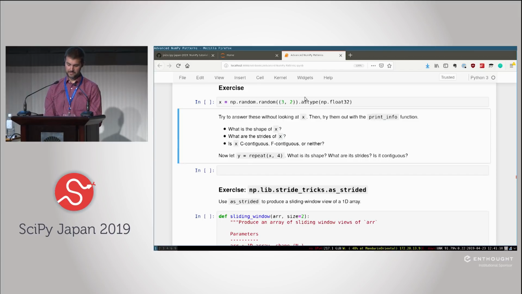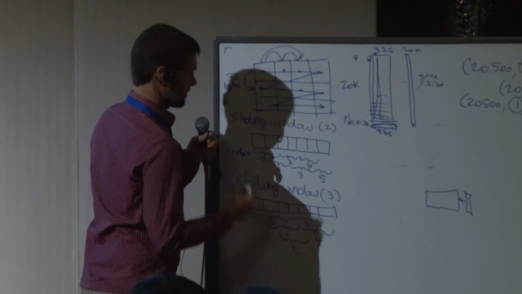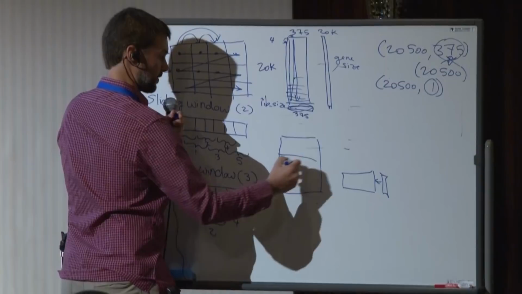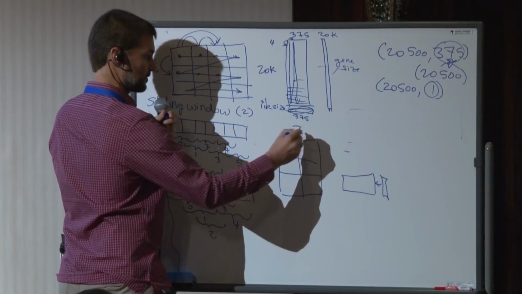now if you have X and it's an array of numbers which has shape 3 rows and 2 columns, and it's of type float32, so 32-bit means 4 bytes. The shape of X, you've given it in the input, is 3 by 2. The strides of X, for that you need to draw the array. So if you have a 3 by 2 array, so this is 3 by 2.